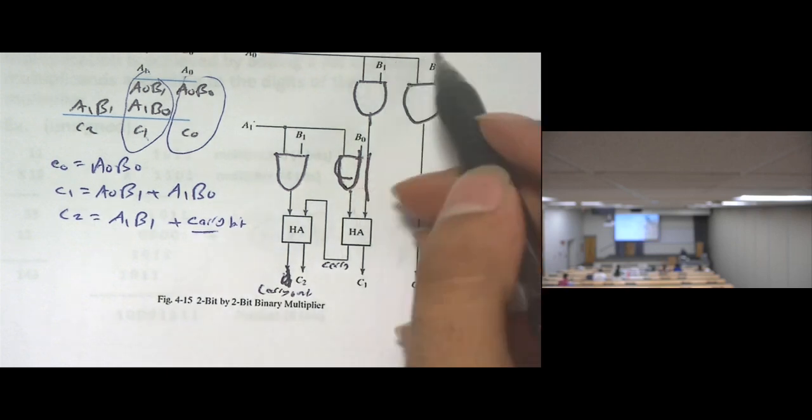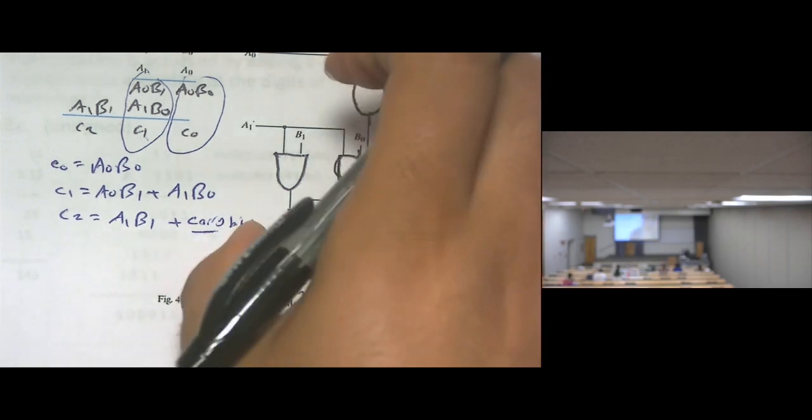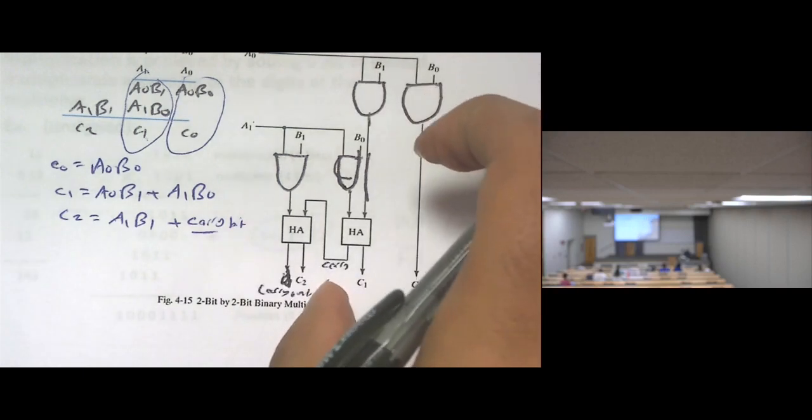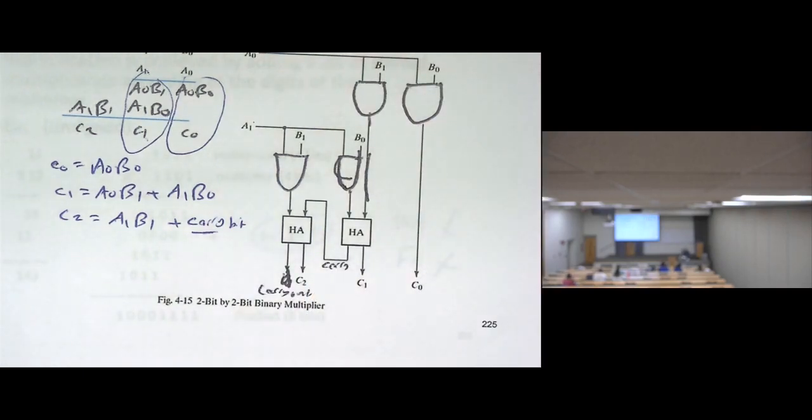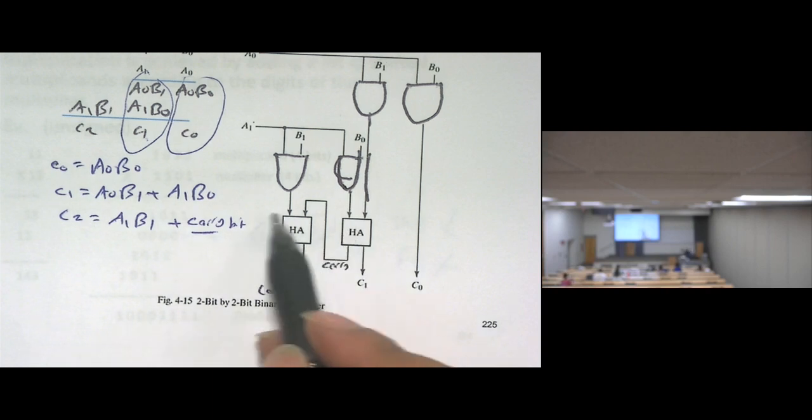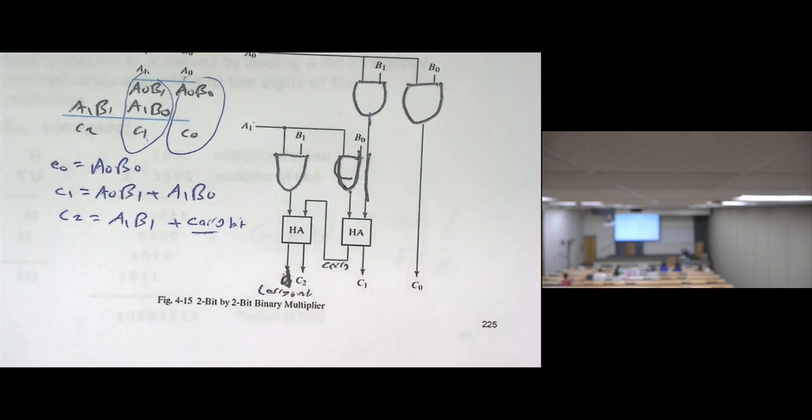So I can say, this is my circuit that I'm going to build. This circuit can do any multiplication of 2 bits times 2 bits. So I can build this hardware. I can make it in the lab by using half adders and some AND gates. Then problem done. I can make any multiplication in hardware.